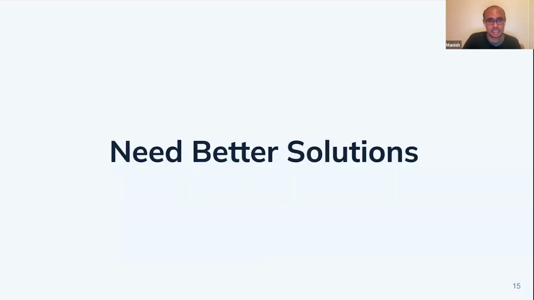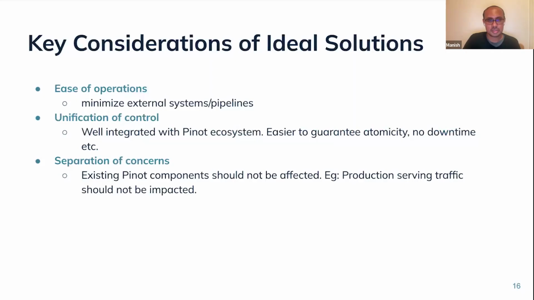So we need better solutions to handle these cases. And when we looked at the key considerations for the ideal solution, this is a very, very specific operation for Pinot, where you're building segments or pushing data into Pinot. So we want to keep these operations as simple as possible. Minimize the use of external systems like Spark, keep it minimal and simple. That's one aspect. Spark tuning becomes quite complex after a point in time.